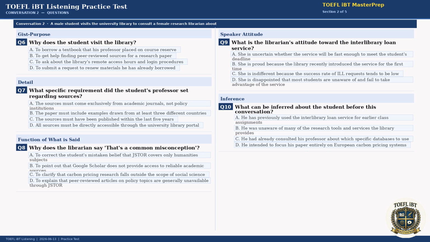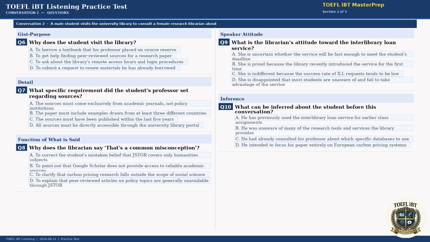That's a common misconception. JSTOR expanded its collections significantly over the past decade and now includes a strong selection of social science and environmental policy journals. That said, for something as current as carbon pricing, Web of Science might actually serve you better because it indexes more recent publications and lets you filter results by publication year and citation count.